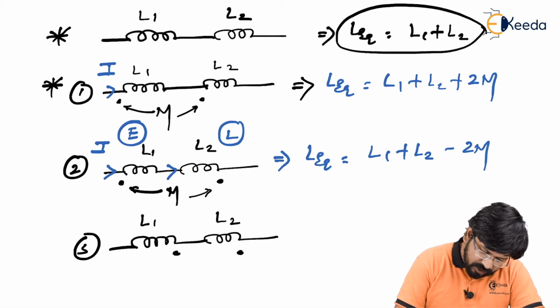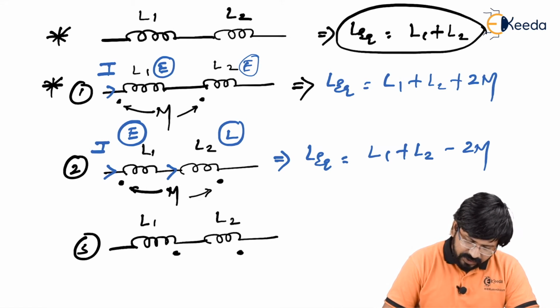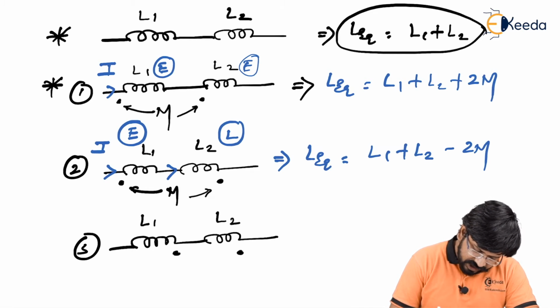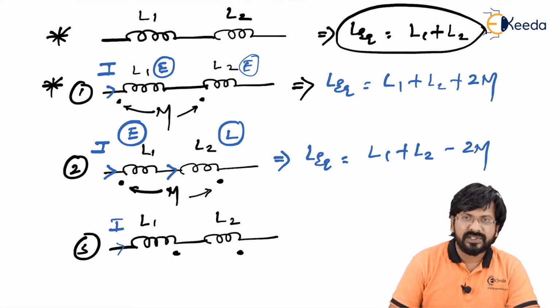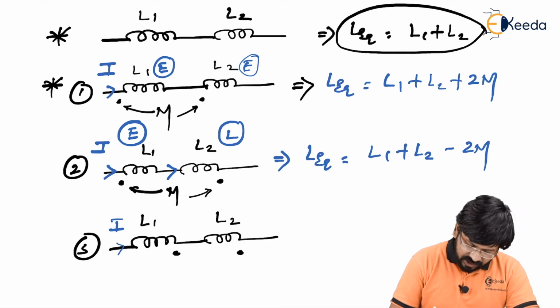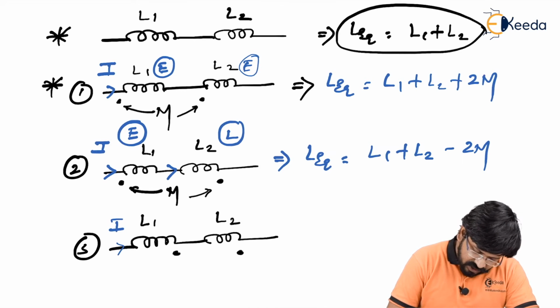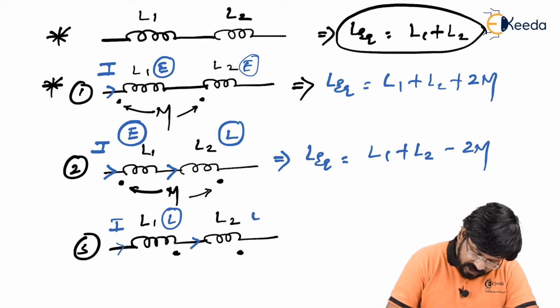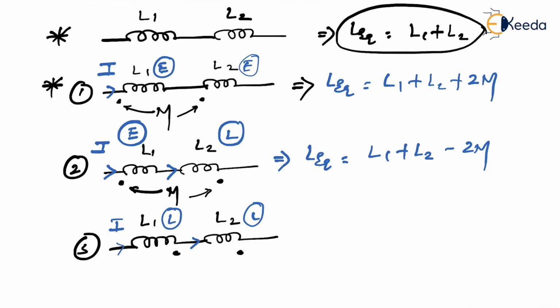First example, you must have seen, this is entering, and when both are entering, it is plus 2M. When it is entering-leaving or leaving-entering, it is minus 2M. Let's see the third example. Send some current through this. As you can see, it enters into L1 first and then from the dot it is leaving. So for coil 1, it is leaving by the dot. And for coil 2 also, current enters into the coil first and it leaves by the dot. So for the second also it is leaving. When it is leaving, leaving, it is plus 2M. Therefore, L equivalent is simply L1 plus L2 plus 2M.